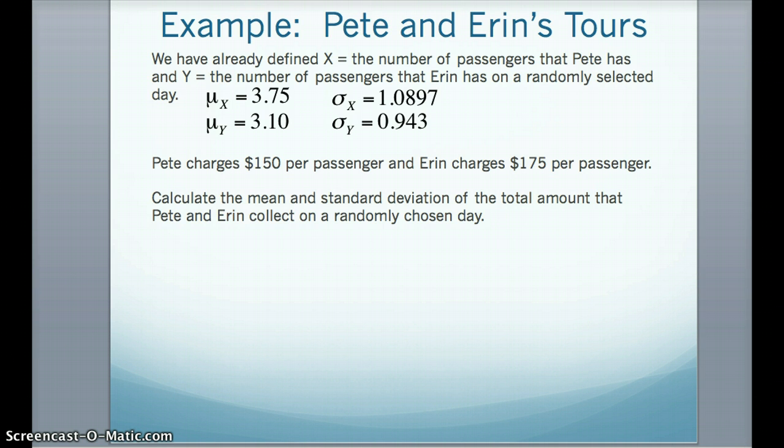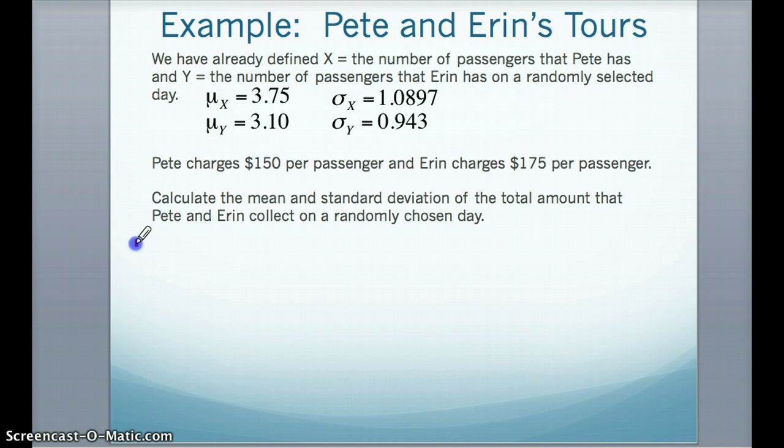So moving along, let's take a look at another example. So this one has a little bit of work involved in it. So we've already defined X as Pete's passengers and Y as Erin's passengers. Pete charges $150 per passenger. Erin charges $175 per passenger. So we're going to calculate the mean and standard deviation of the total amount Pete and Erin collect on a randomly selected day. So actually we have a little bit of work before we combine their total amounts.